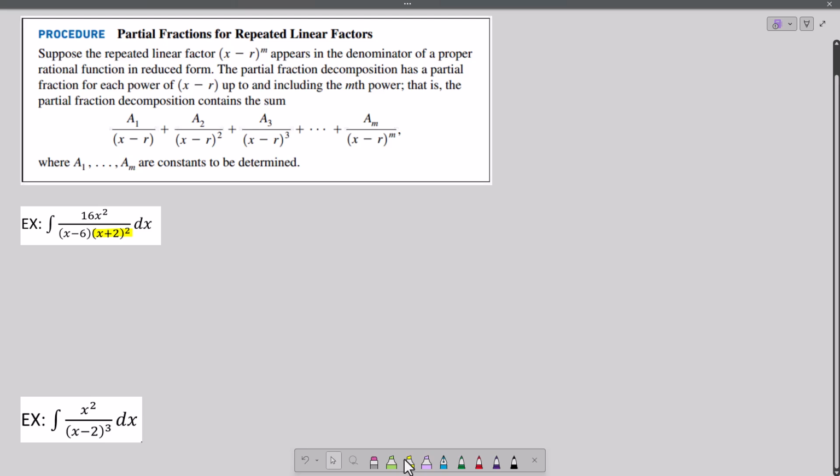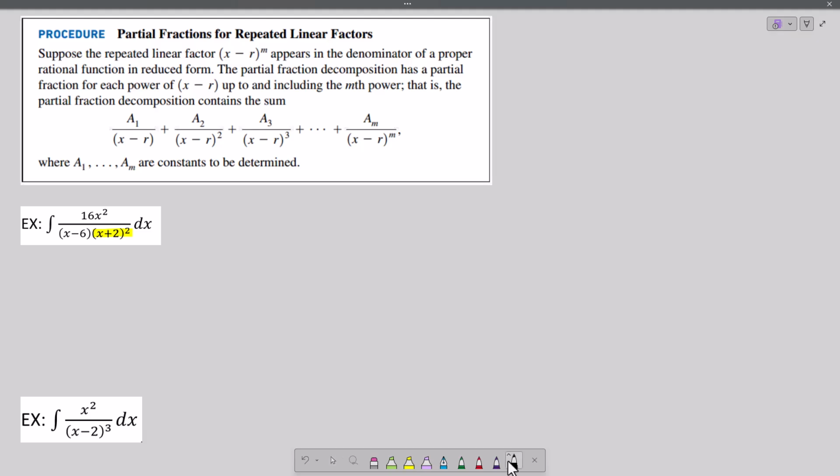What this says is that for any factor that's linear and it's repeated, it's got a multiplicity other than 1, you need a partial fraction for every power of the denominator. That's what this says. You have a partial fraction for just the linear factor all by itself. Then you have a partial fraction for that denominator raised to the 2nd power, etc. So this one is going to have 2 fractions. This one is going to have 3 fractions just for that one factor.